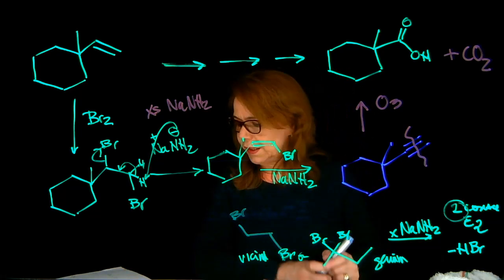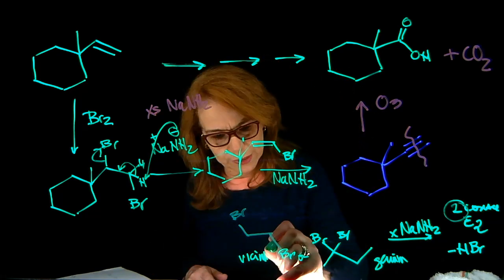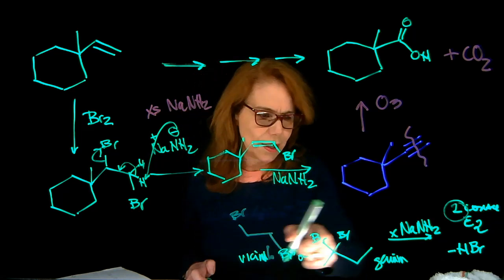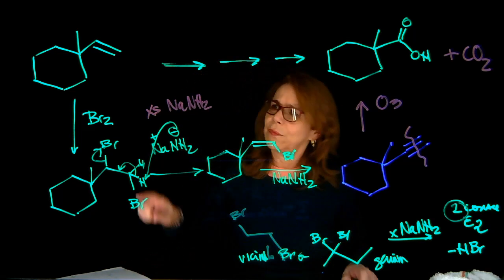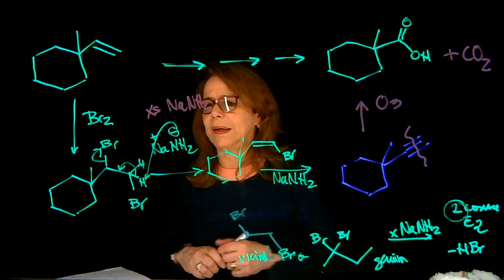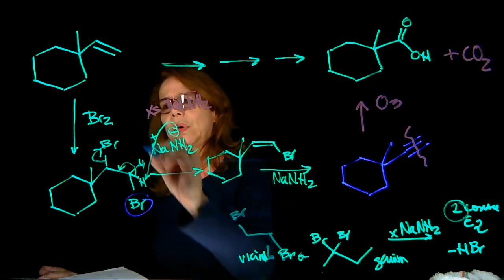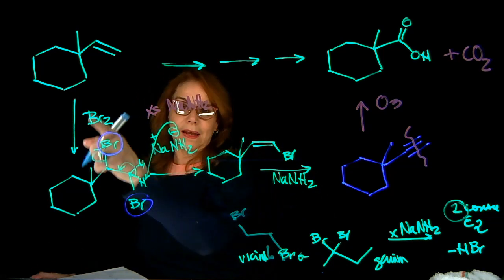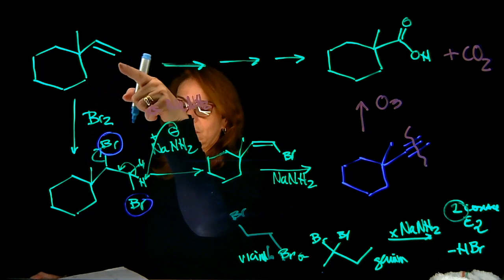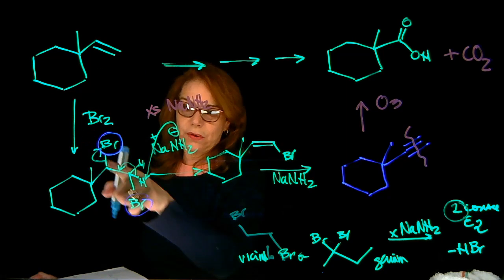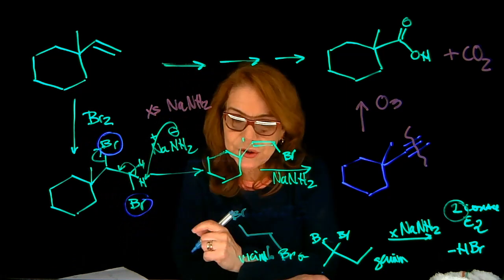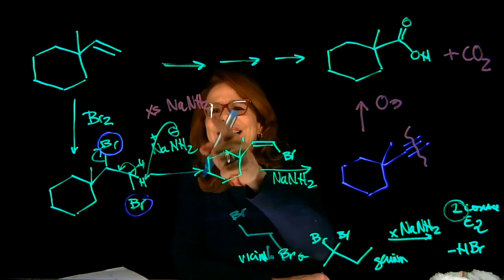Either using a vicinal, so neighboring carbons having halides, or geminal. And from that alkene, I know I can make a dihalide, and that's the case here. I have bromine and bromine, and I have added that by making the addition of bromine to the alkene, you do the halogenation here, and then with excess sodium amide.